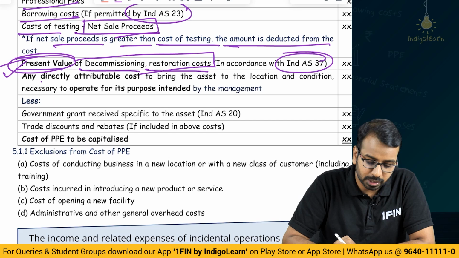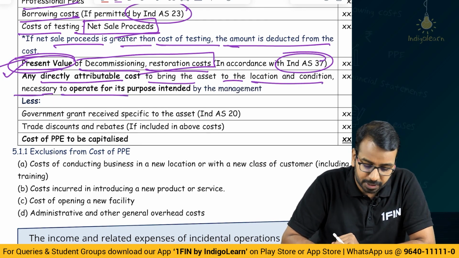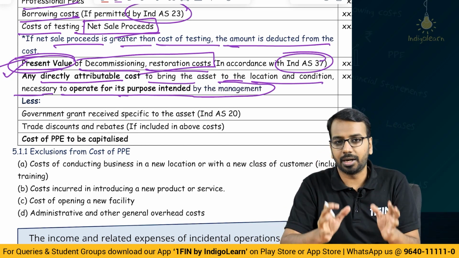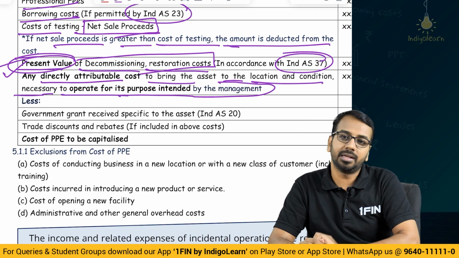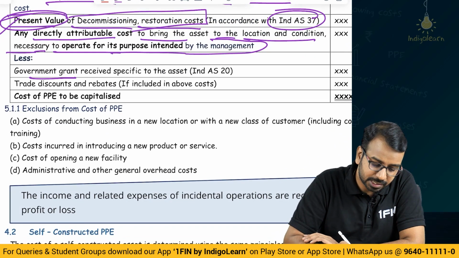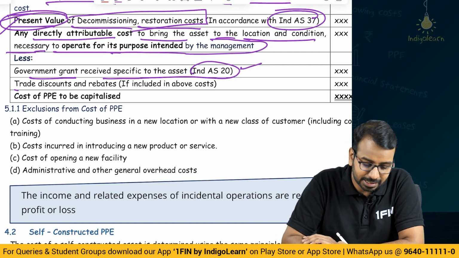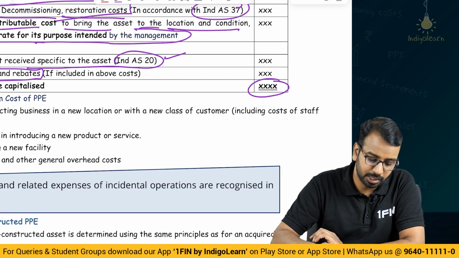Then any other cost to bring the asset to the location and condition necessary to operate for its purpose as intended by the management should be considered. You will reduce any government grant which is received specific to the fixed asset as per IndAS 20, and trade discounts and rebates if already included. So this is your cost of PPE to be classified.